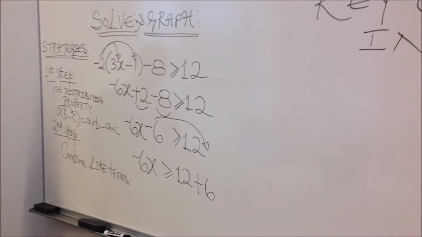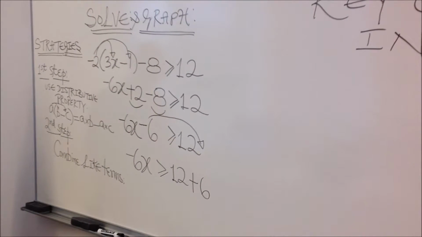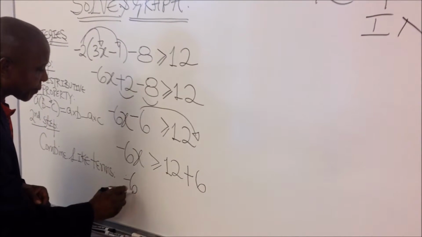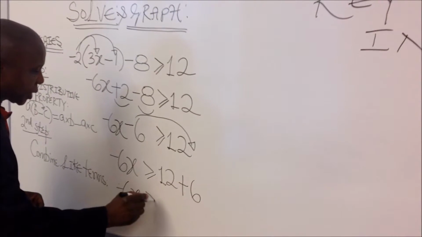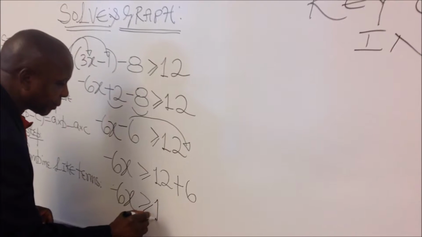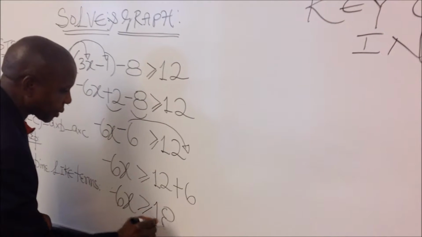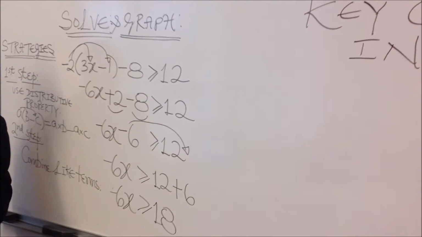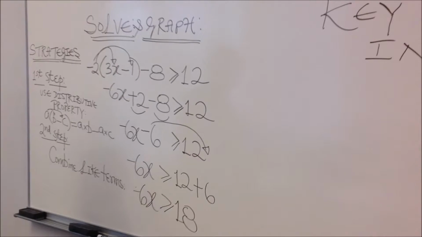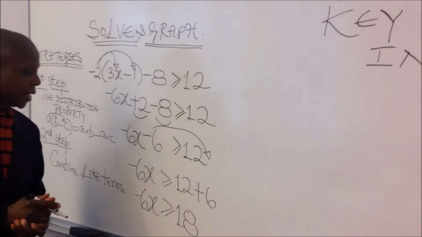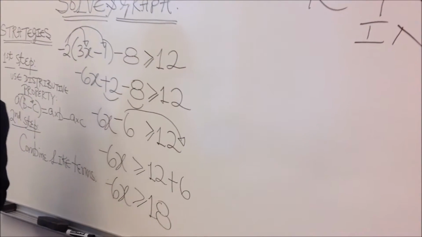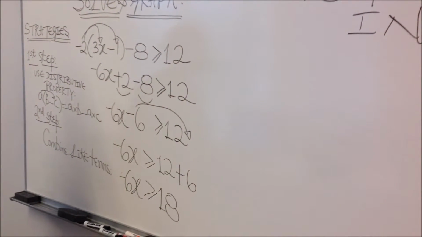So what is our next step in this problem solving process? We're going to bring down the negative 6x greater than or equal to 18. Notice 12 plus 6 is 18. So what will be our next step? Our next step will be to divide both sides by negative 6 because we want to isolate x.